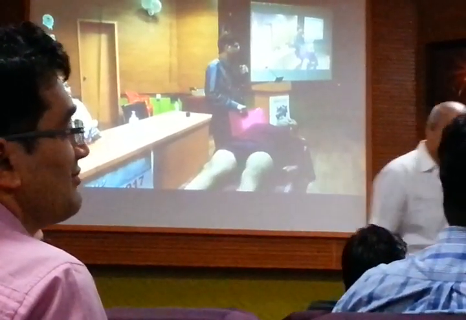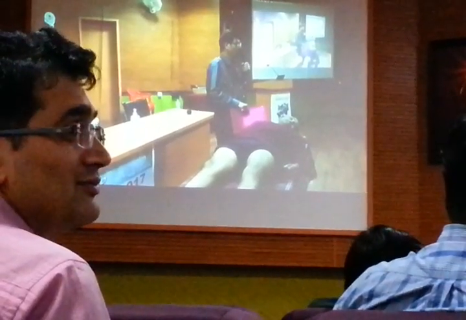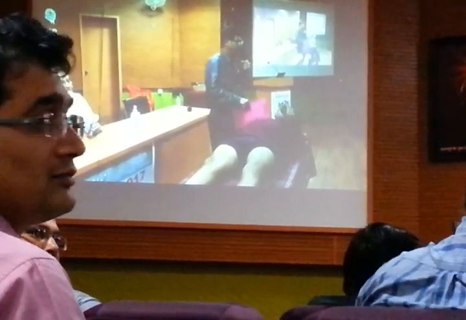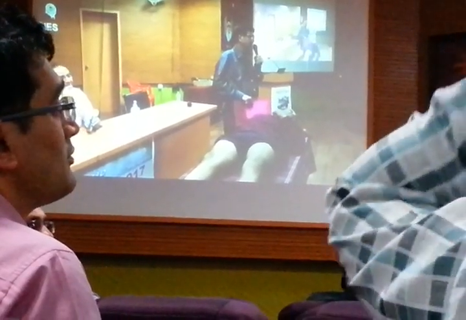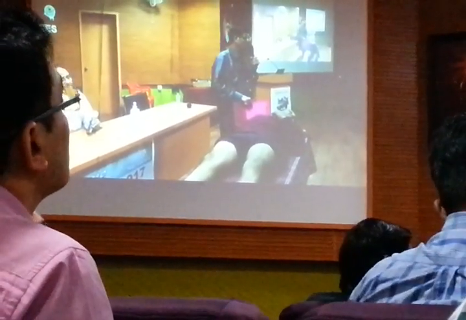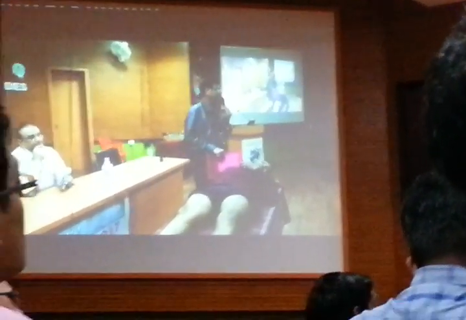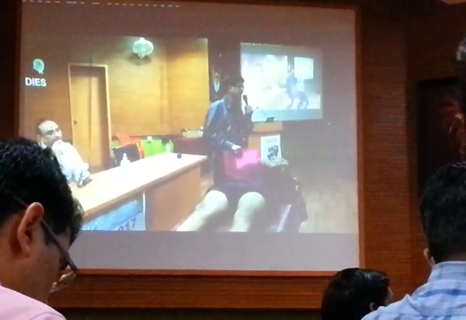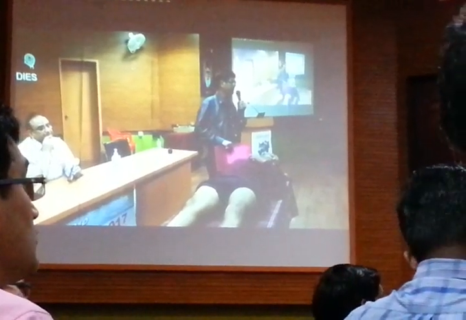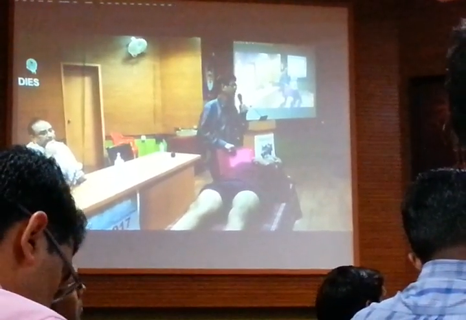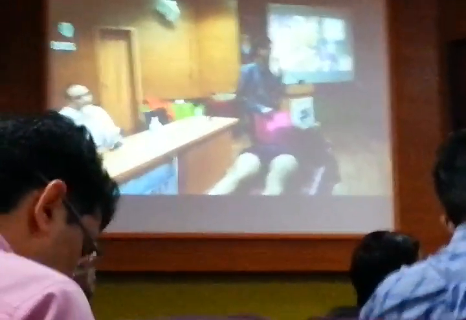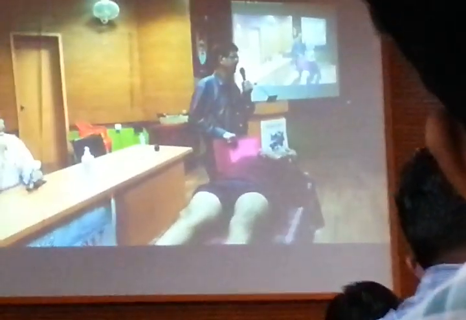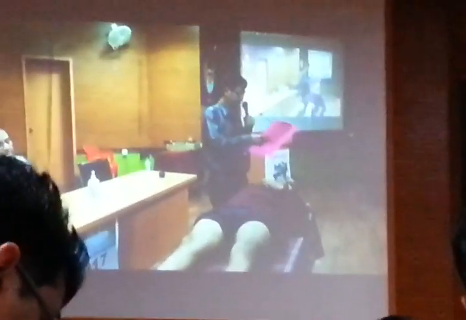Any answer? Hello? Yes? Joint spaces? Yes, because the moment we start flexing, the space starts increasing. In full extension, the joint space is narrowest. That is why, when we call it locking, the patient is unable to fully extend the knee joint. That is the reason we call locking the extension.